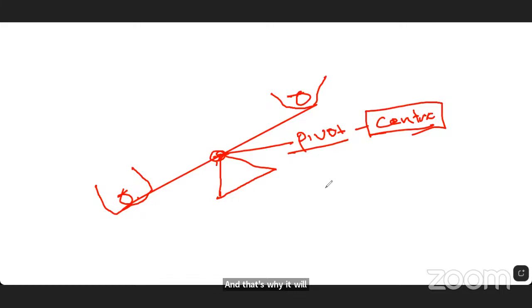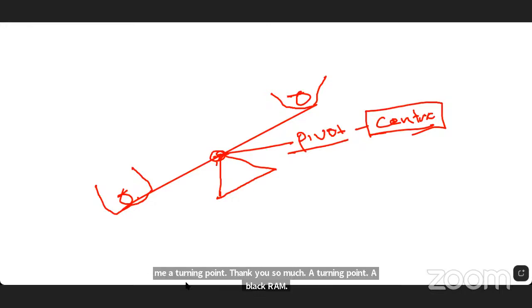Now, how are pivot points calculated? Are we following? If you have understood what a pivot is, give me a turning point. Thank you so much, Abson. A turning point, a fulcrum.